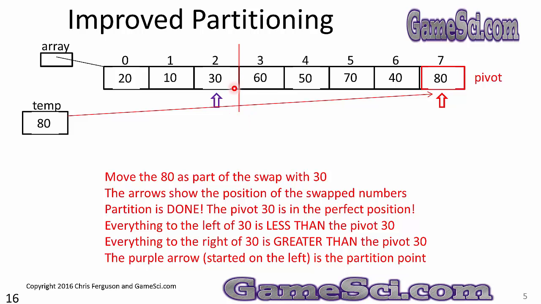Now, what do I mean by perfect position? That's exactly where 30 should be if we sorted this data. Everyone to the left of 30 is less than 30. Everything to the right of 30 is greater than the pivot of 30. The purple arrow, which started on the left, is now the partition point. Furthermore, 30 is exactly where it should go.